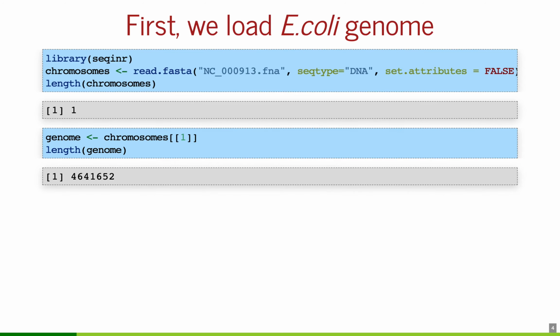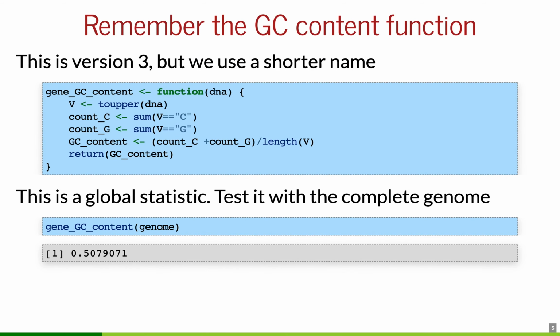To calculate the GC content, we will recycle the function that we used last time. We just shortened the name. This is version 3, but we don't need to write it. This is the only version we are going to use here. It takes a DNA sequence, gets it to uppercase, counts the number of C and the number of G, and then essentially gives you C plus G divided by the total length of the fragment. And we test it by applying it to the complete genome, and it makes sense.